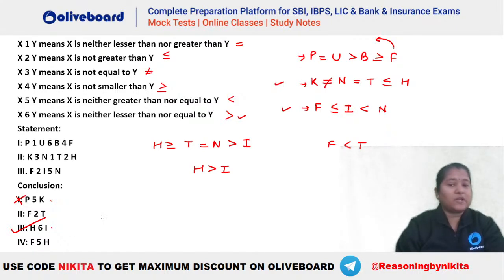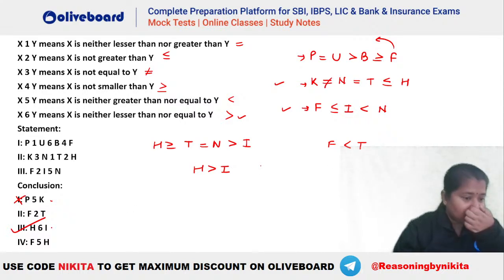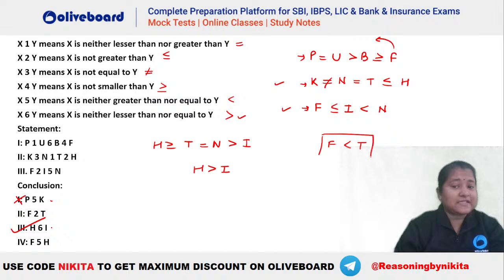What about the fourth one, f to h? Do we have a relation from f to h here? How do we connect? You can see we can connect it with the help of n again. Yes, absolutely. We get f less than n, where f is less than equal to I. Yes, I is less than n and n is equal to t. So we will be getting f is less than t. Absolutely, Avi. So we will be getting f less than t here.